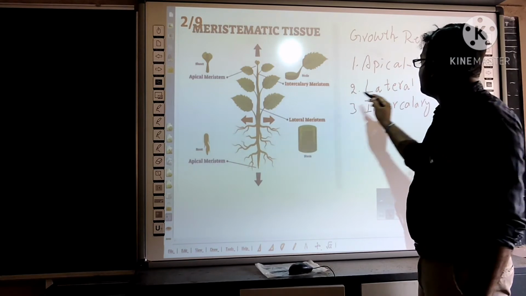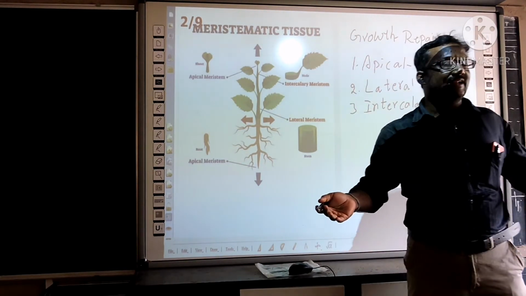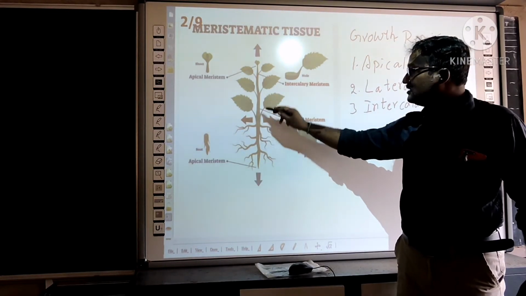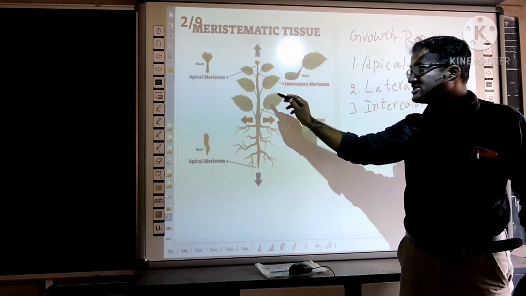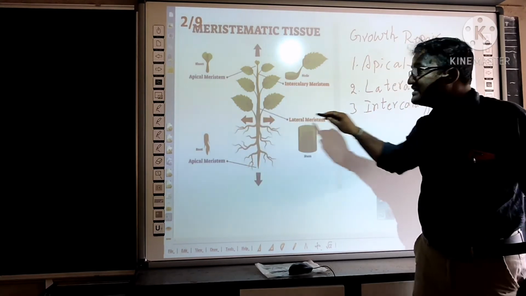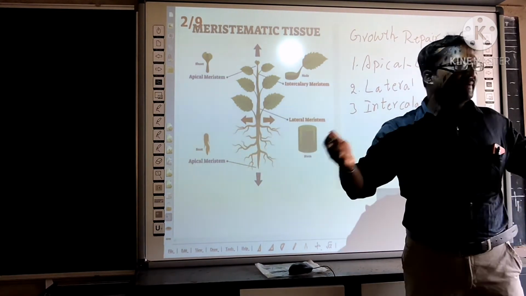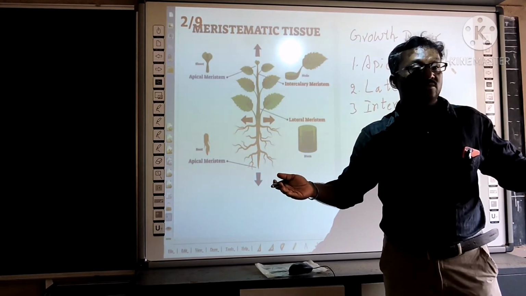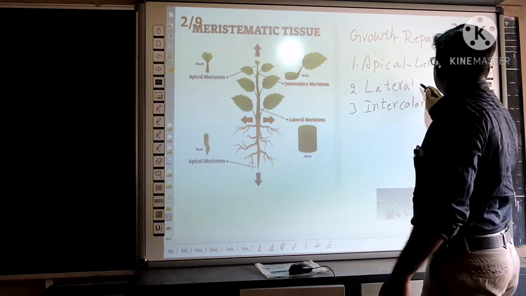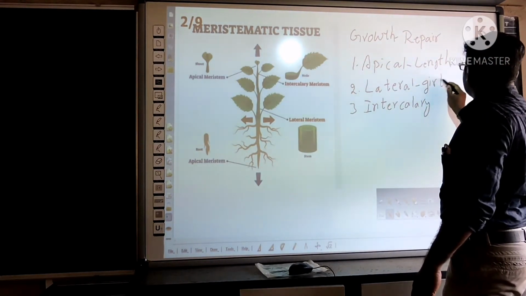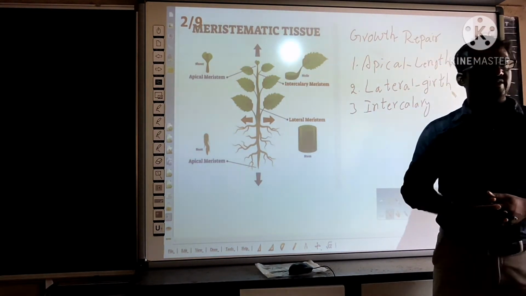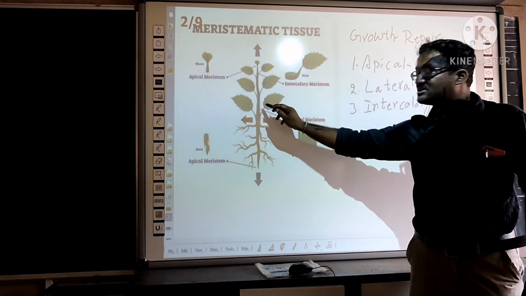Next, lateral meristem. Second one, lateral meristem. What is the location of lateral meristem? Lateral means sides. So it is present at the edges of the plant parts, root and stem. The cells in the lateral meristem divide in a horizontal direction. Then in which direction will the plant grow? Width. The plant grows in width. So the lateral meristem causes the growth in girth. Girth means growing in width. Understood? It is present at the edges of the plant body.